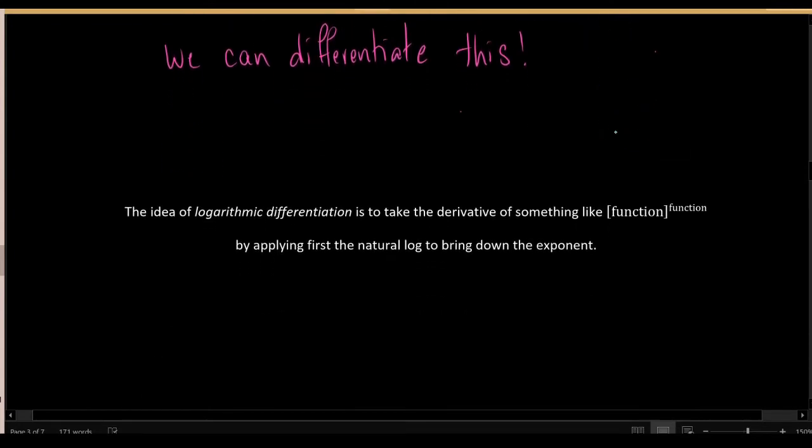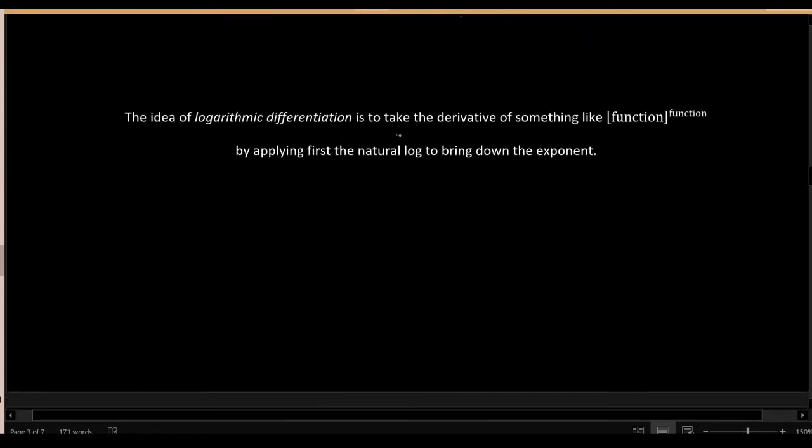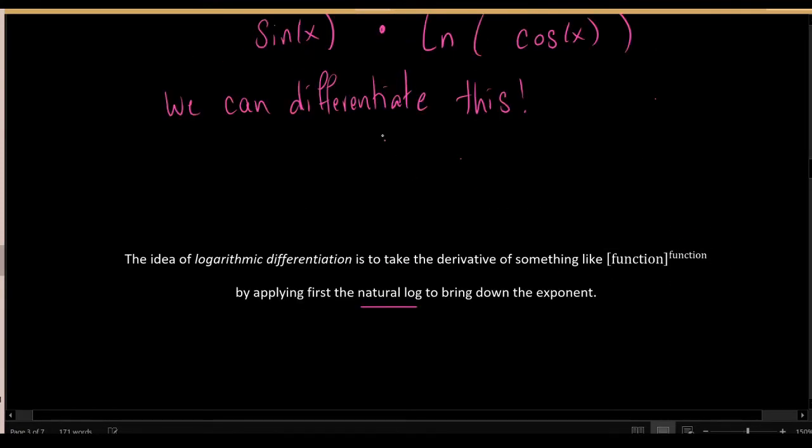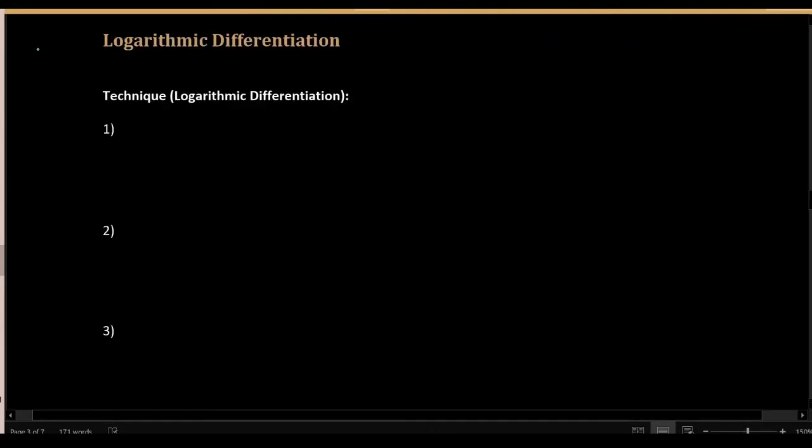So that's the idea. If you're trying to find the derivative of something like function to the power function, you apply the natural logarithm to take that exponent and turn it into a constant multiple, to turn it into something that you can differentiate using just the product and chain rules. So just as before, I'm going to outline the general technique, and then we're going to do several examples showing what that technique looks like in practice.